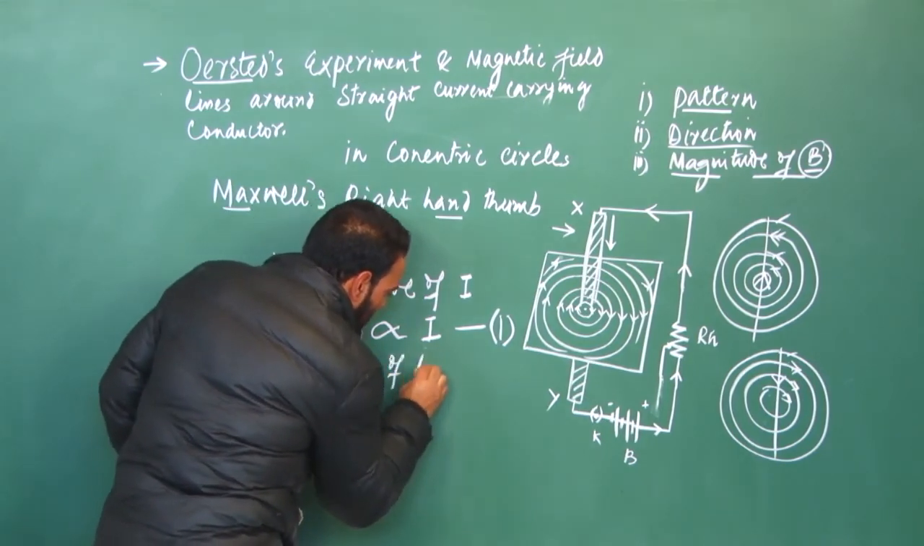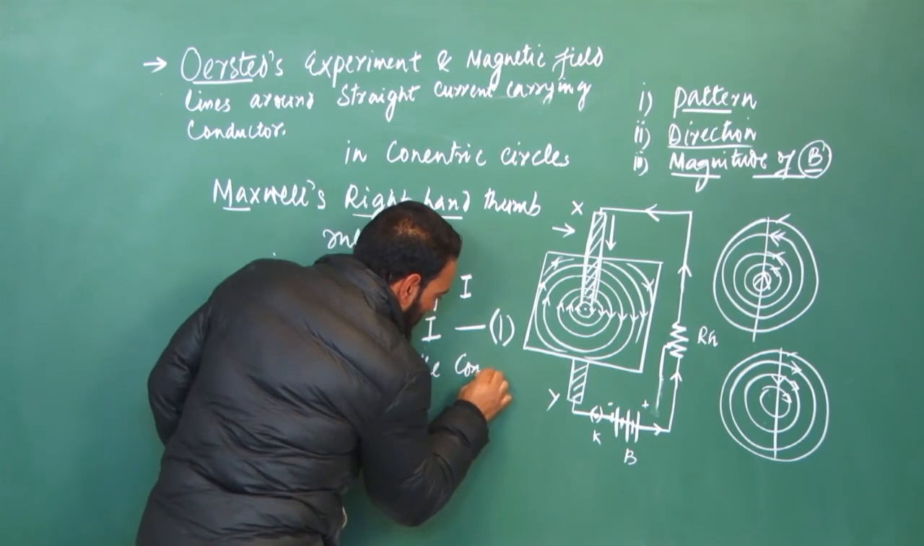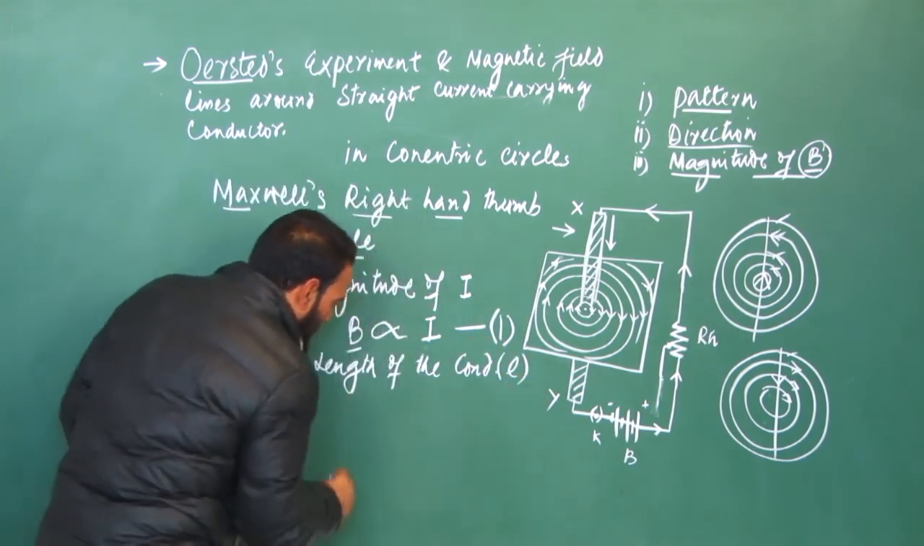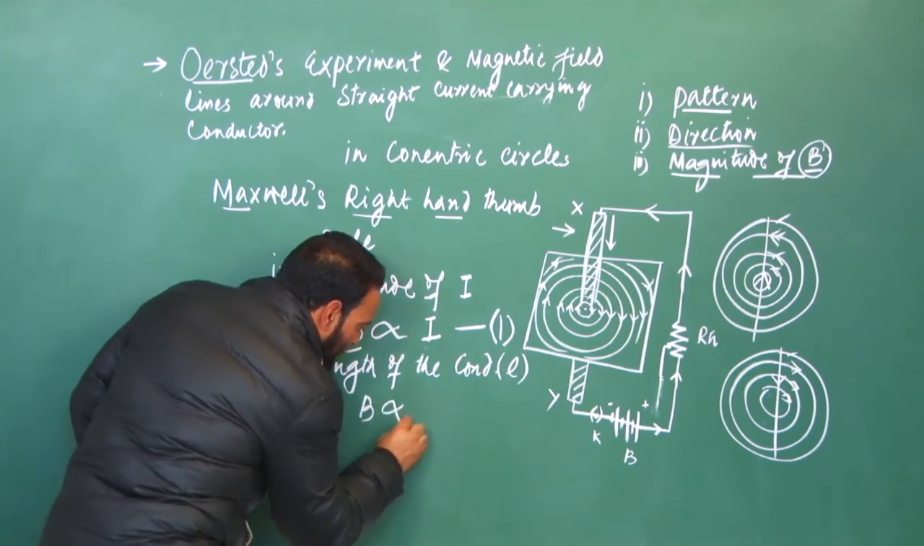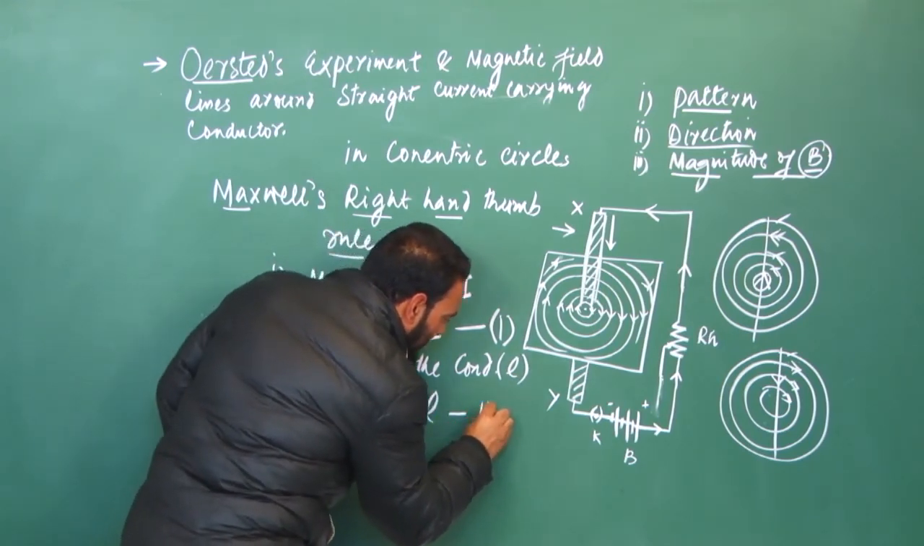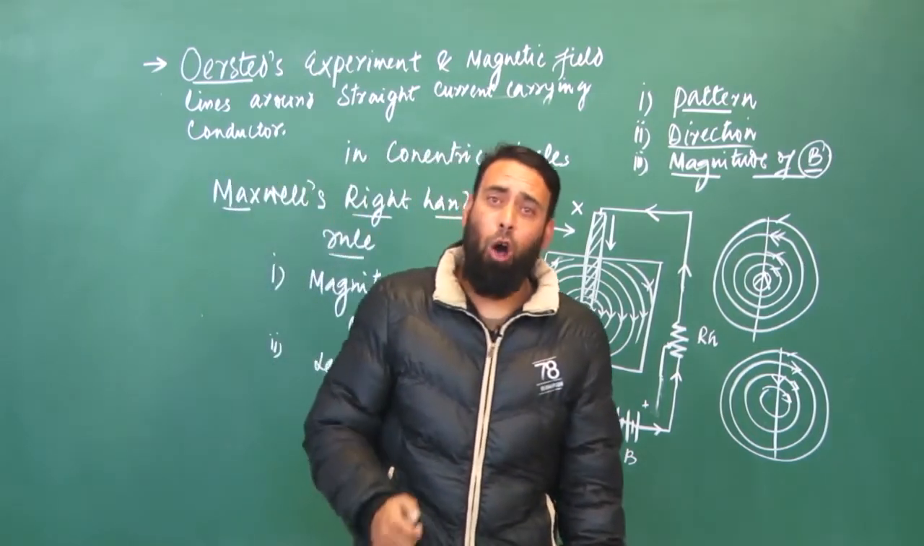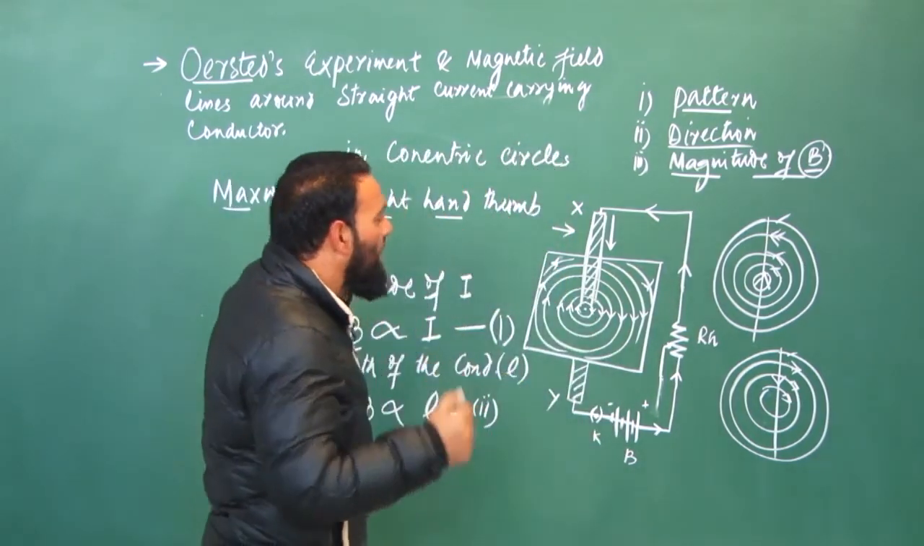Length of the conductor, L. So we can say B is directly proportional to L. As the length increases, the magnetic field strength also increases. Now, dear students, there is a third important factor.